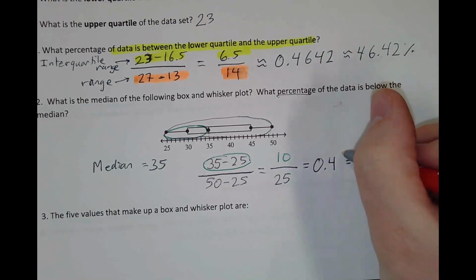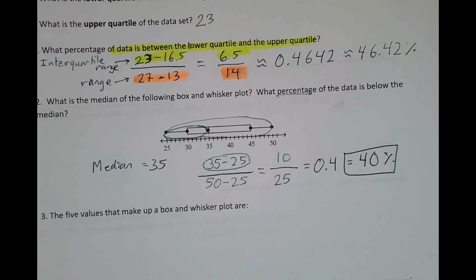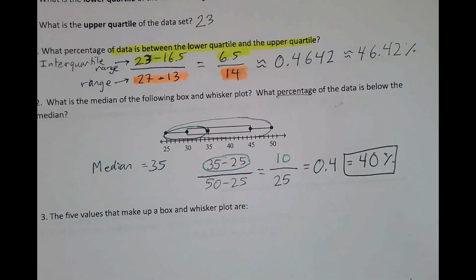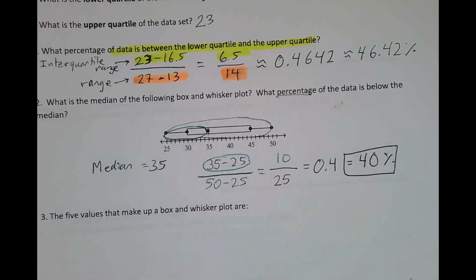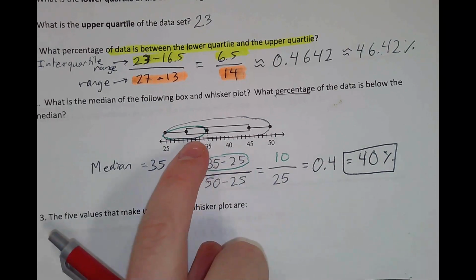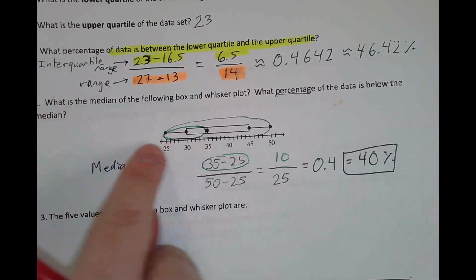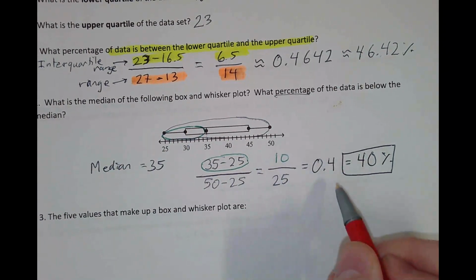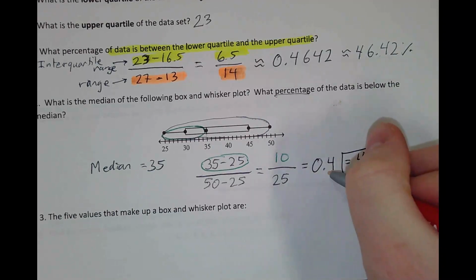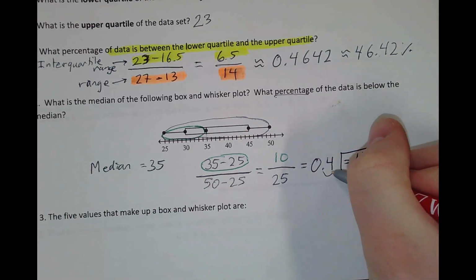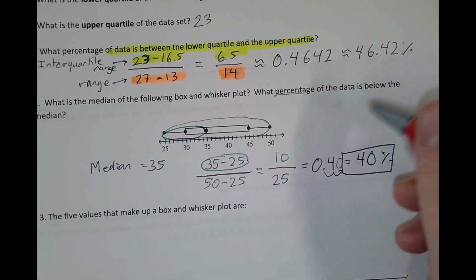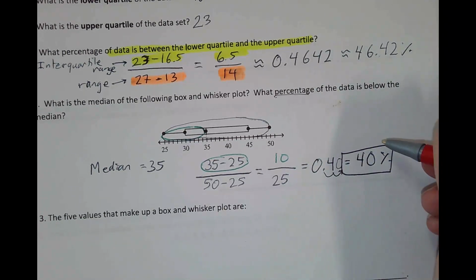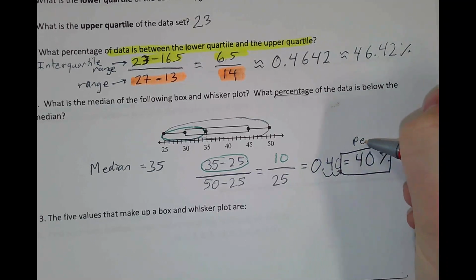Remember, this is not 4%, but 40%. Does it look visually like it's 40%? The answer is yes. Does it look like it's 4%? That green section? No, 4% would be way too small. So that's why we should remember to always move the decimal over 2 places when converting decimals to percents.